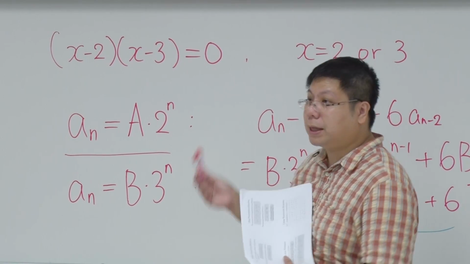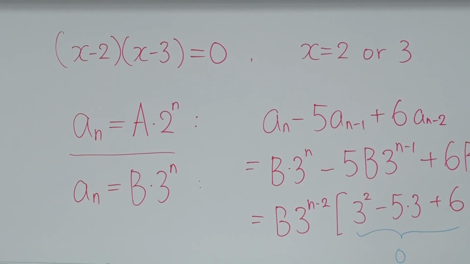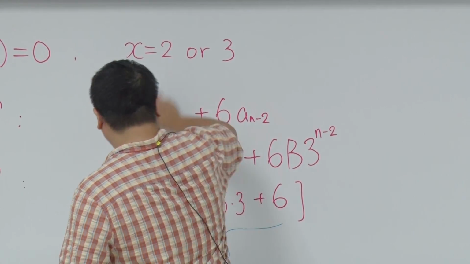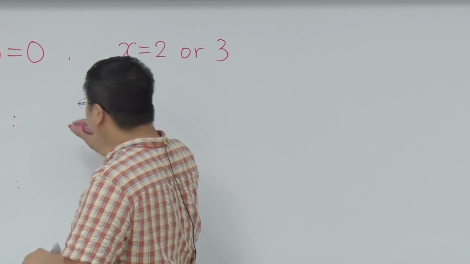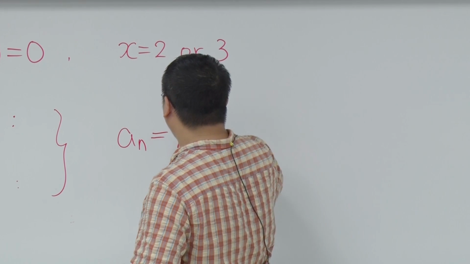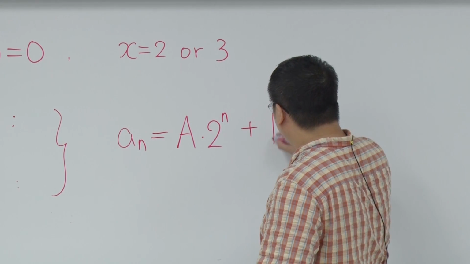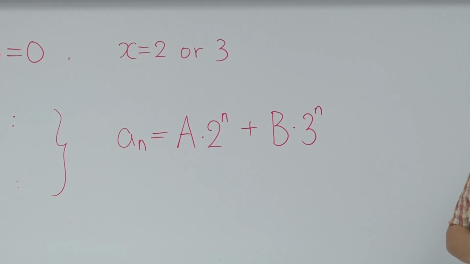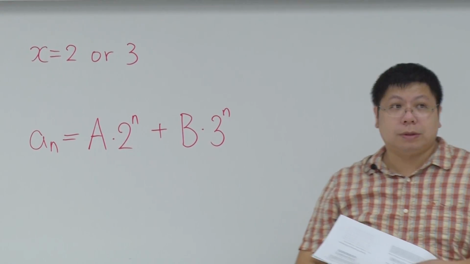The recurrence will be satisfied. Is that okay? Now what's more is that, if you are okay with this, then the combination of these two: if this time I set a_n equal to a times 2 to the power n plus b times 3 to the power n, then what will happen? Then the recurrence will still be satisfied.